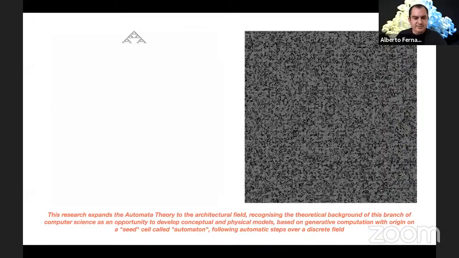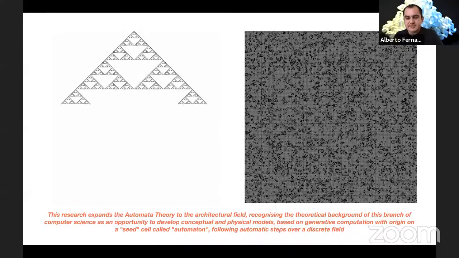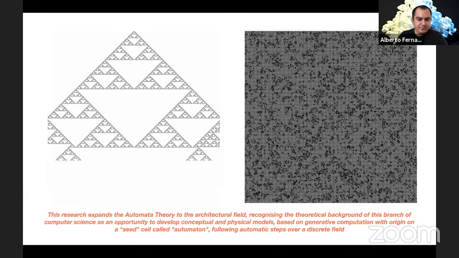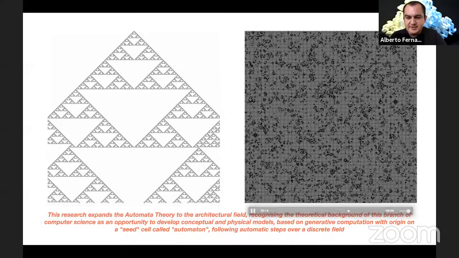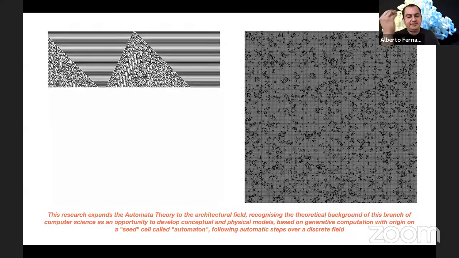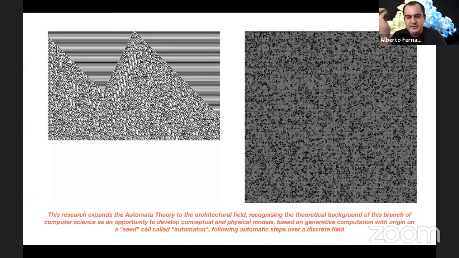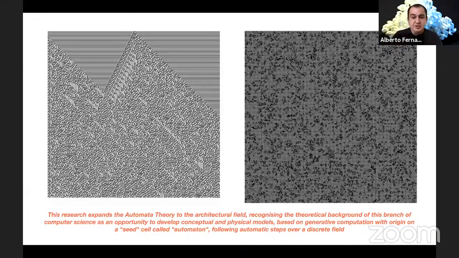So now this research tries to expand the automata theory to the architectural field, recognizing the theoretical background of computer science as an opportunity to develop conceptual and physical models based on generative computing, with origin on a seed cell, called an automaton. This cell follows steps over a discrete field, which is this universe.